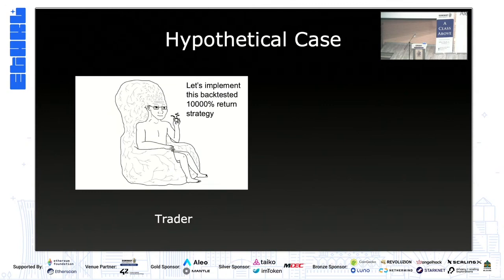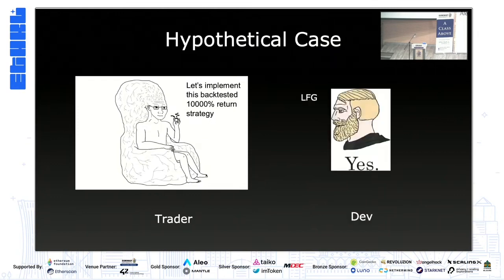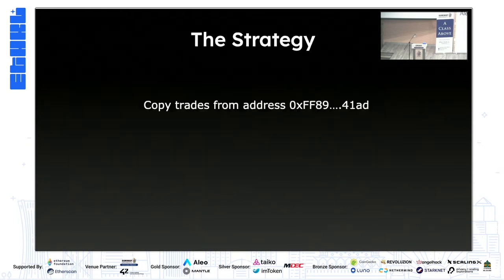So I want to start with a hypothetical case, right? Imagine you have a trader friend who comes to you and says, hey, I have found a strategy that can give you consistently 10,000% in returns, and I've backtested it. Can you help me write a bot to implement it? And you as a dev, you answer the call. And so what is the strategy?